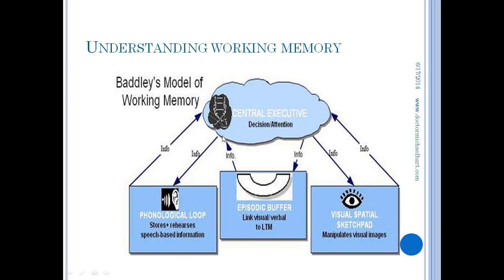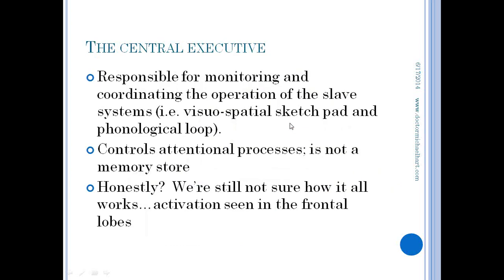So first and foremost, in this model, they talk about the central executive. It was like the decision maker about how attention is allocated when a person is engaged in a task. So the central executive essentially monitors and coordinates the operation, and I don't know where this came from, but they call them slave systems. So there are 3 other slave systems that are monitored and coordinated by the central executive. Now, this is more along the lines of executive functioning, controlling attentional processes, so it's not a memory store.